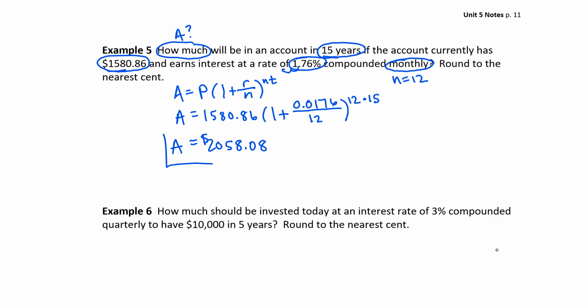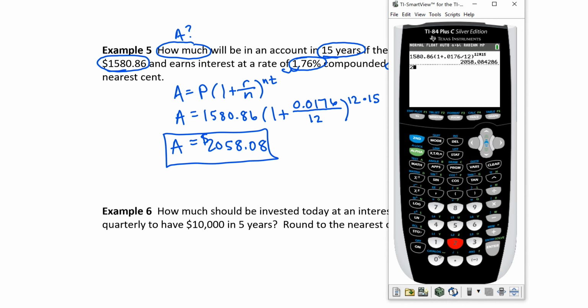So if we want to figure out how much of that was interest, we can find the difference between our future value, the $2,058.08, and we can subtract the initial amount, $1,580.86. And the amount of interest that we earned then was $477.22. Now, this is a quite low interest rate.